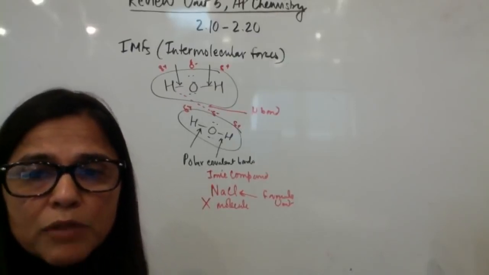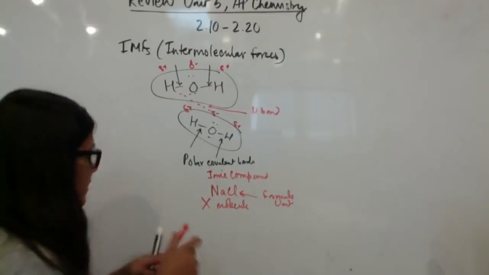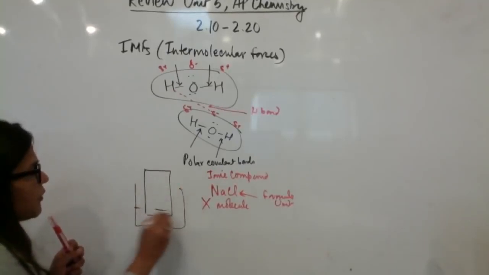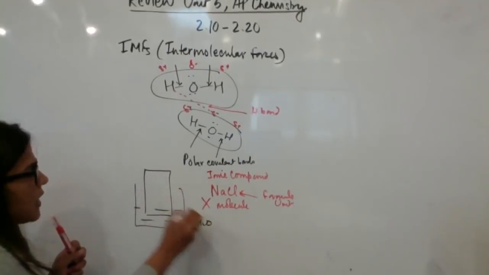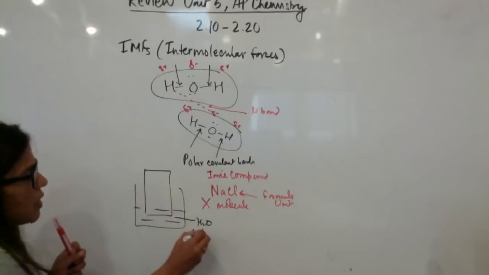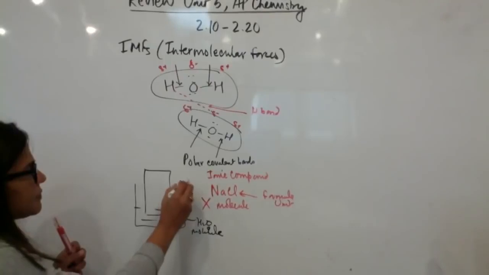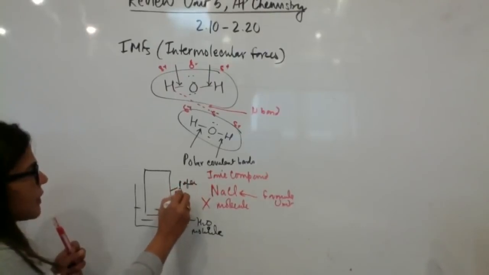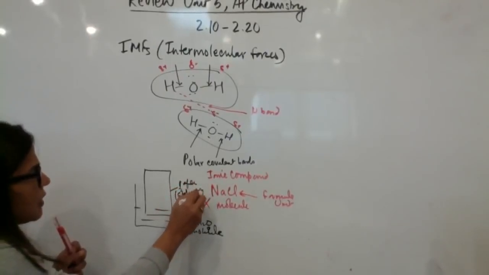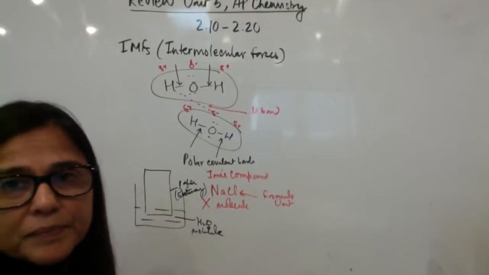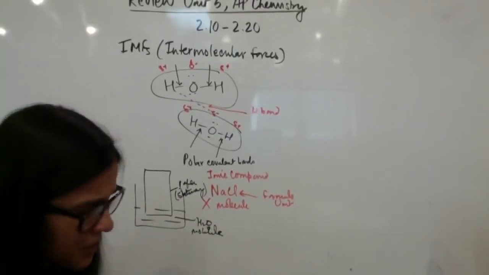What would be an example of a mobile phase? When we did our paper chromatography, the mobile phase was water and the stationary phase was paper. Any other questions, guys, on concepts?